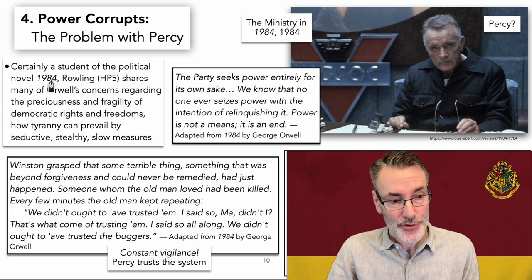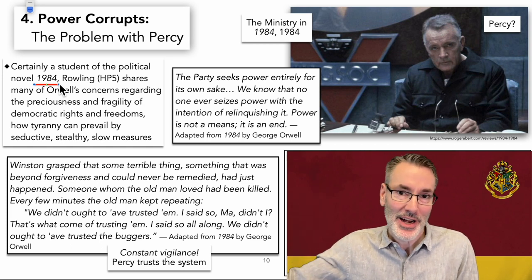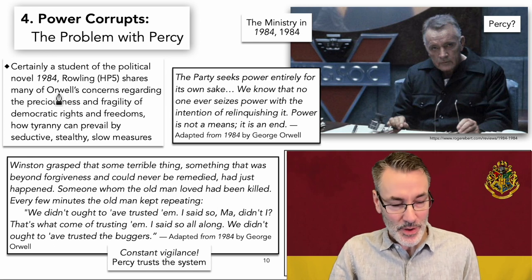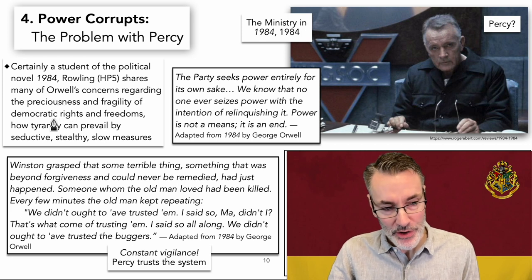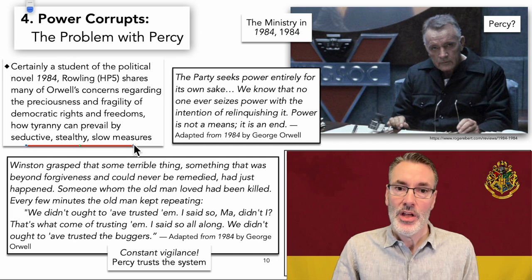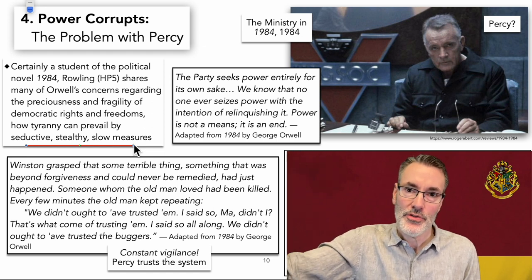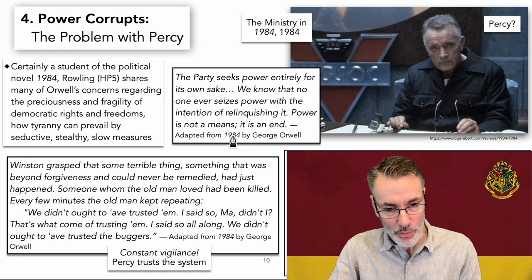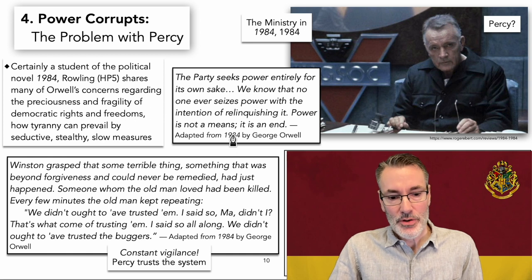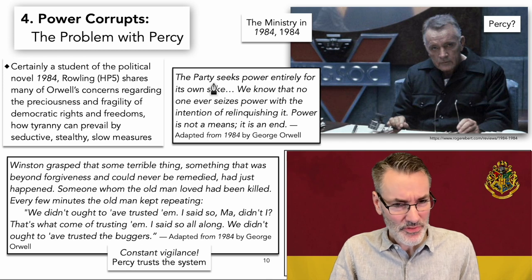So Rowling, certainly a student of the political novel, had that on her shelf when she was writing Harry Potter, especially book 5 and the last books, I am sure. Rowling, especially in book 5, shares many of Orwell's concerns regarding the preciousness and fragility of democratic rights and freedoms, how tyranny can prevail not by explosive revolution, but seductively, stealthily, by slow measures. All of our rights and freedoms can be eroded away. And then all of a sudden, like Percy, you wake up and say, wow, what happened? Wow, read some of your history of the 20th century. This is what it is. And Orwell knew it, and Rowling felt it as well.